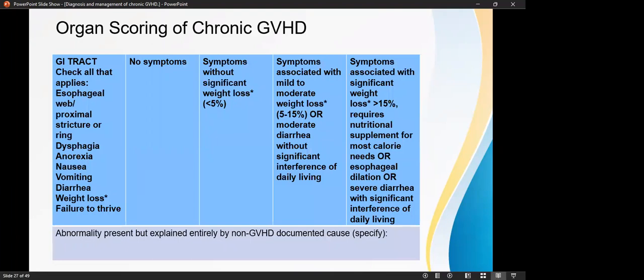While GIT, you can say that if there is no symptom, that will be in the score 0, and if the symptoms with no significant weight loss, that will be in the score 1, and symptoms associated with significant weight loss more than 15%, and requires a nutrition supplement, or must most calories needed, or esophageal dilation, that will be in the score 3.